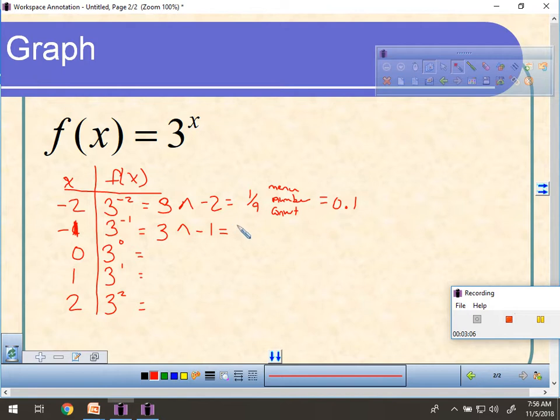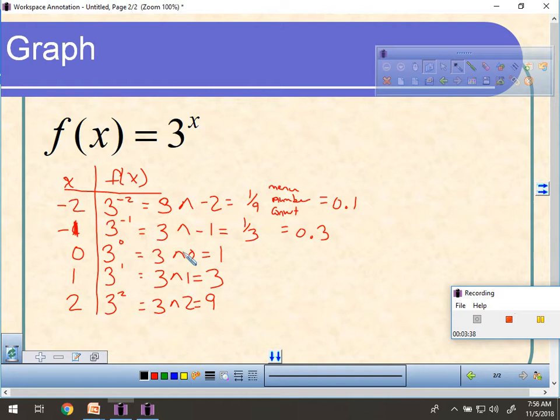All right, for the next one, put in 3 rooftop -1. You should get 1/3, and then again, convert that into a decimal, and you should get 0.3. So 0.1, then 0.3. Next, type in 3 rooftop 0, but you should know that anything to the 0 power is automatically equal to 1. 3 to the first power would be 3, and 3 to the second power would be 9. So really, the only ones you had to use a calculator on were the first two. Everything after that was pretty easy.